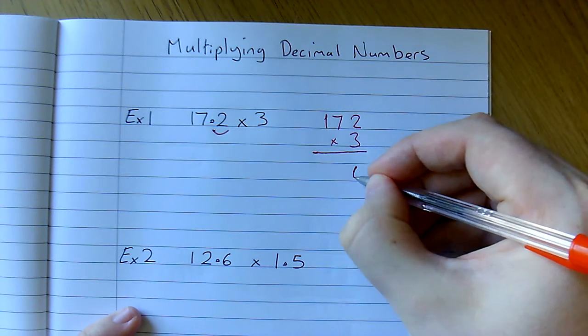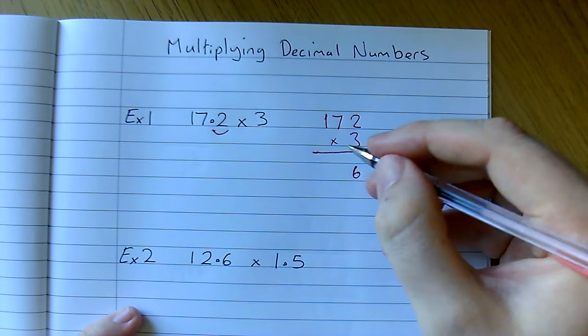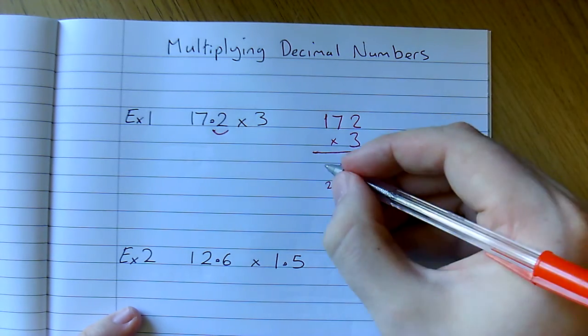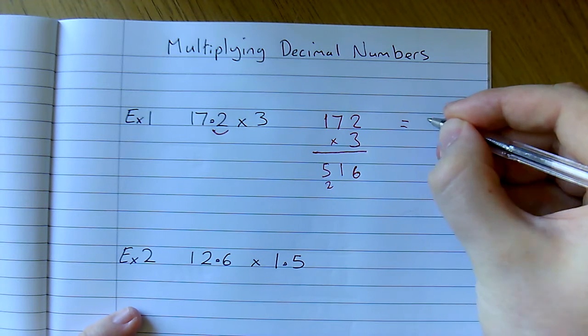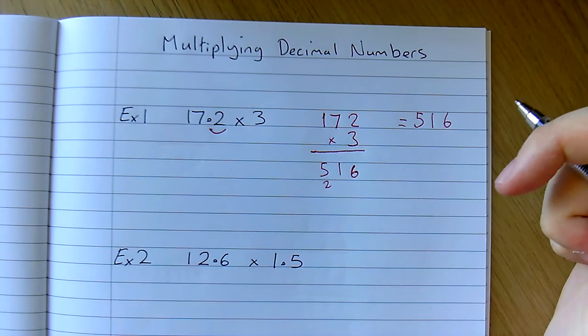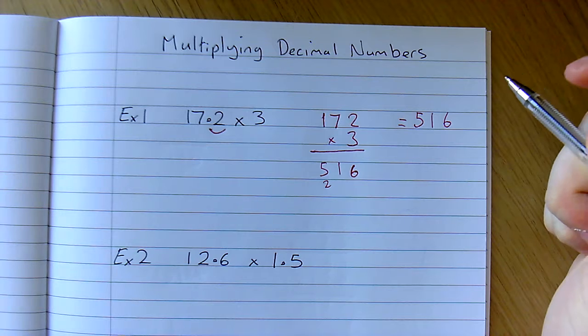3 times 2 is 6. 3 times 7 is 21, so 1, carry a 2. 3 times 1 is 3, with that 2 makes it 5. So that is 516. Now obviously the answer to this question is not 516.